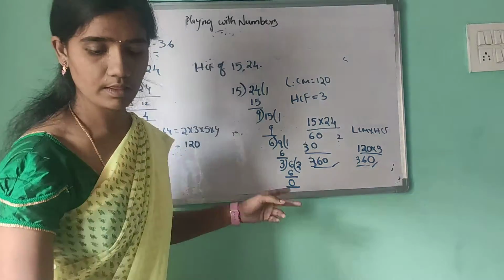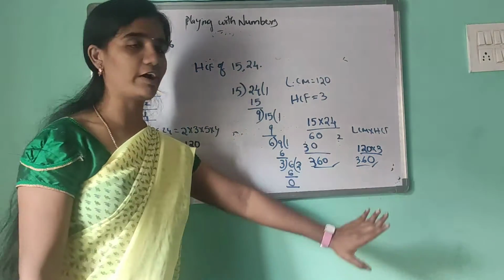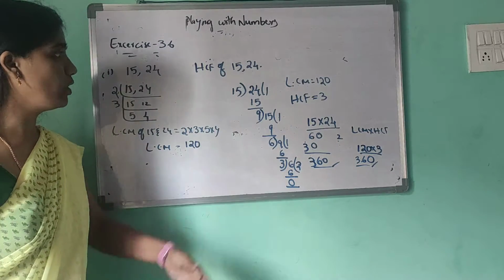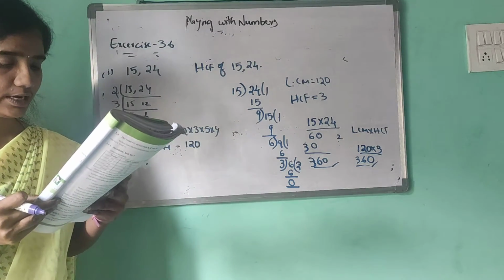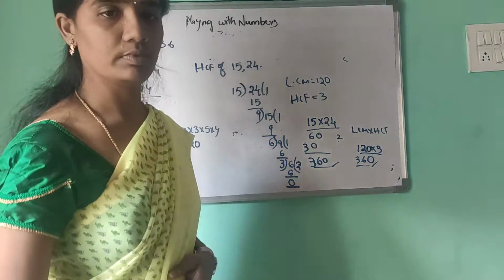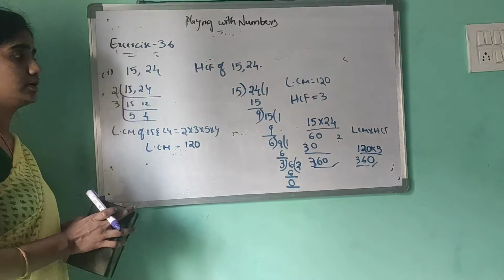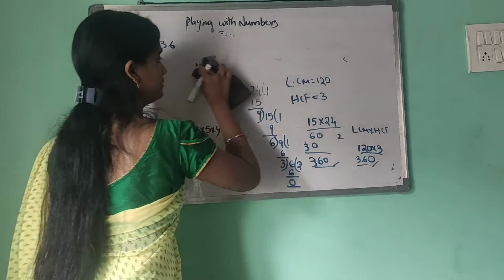So in this way we have to find the relationship. Check with the second number, the second sum. Let's do the second sum.